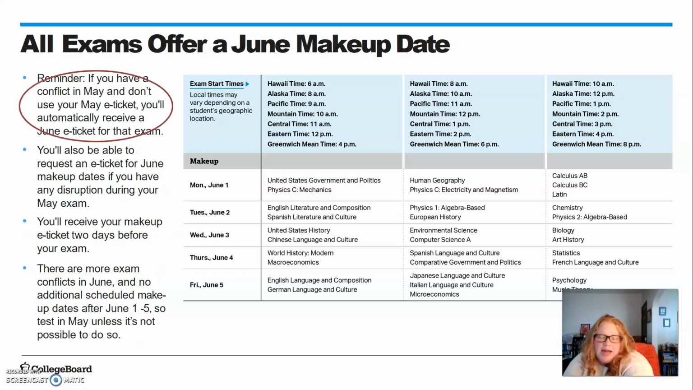If you don't activate your May ticket, you'll automatically get a June ticket. If something goes wrong during your exam and you need to make it up, that we'll go over later, but you'll receive an e-ticket 48 hours in advance. APES is Wednesday, June 3rd at 2 p.m. for that retest.